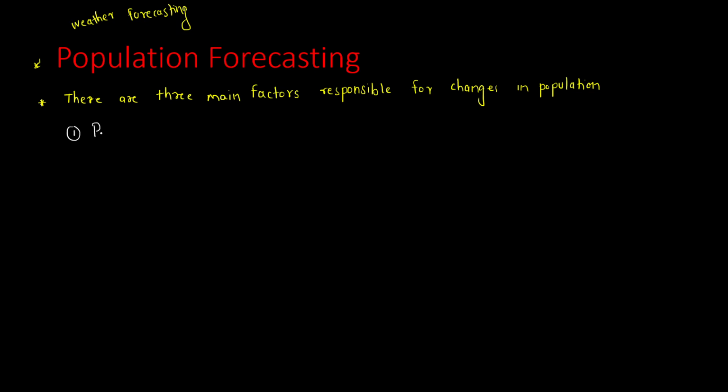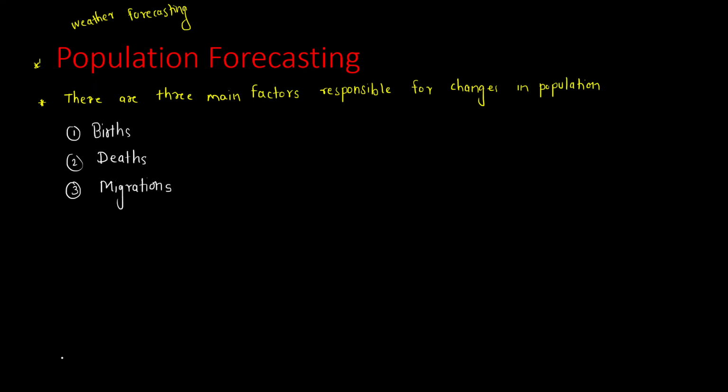There are three main factors responsible for changes in population. So what are these three factors? The first factor is births. The second one is deaths. And the third one is called migration. So these three factors are collectively responsible for the changes in population.